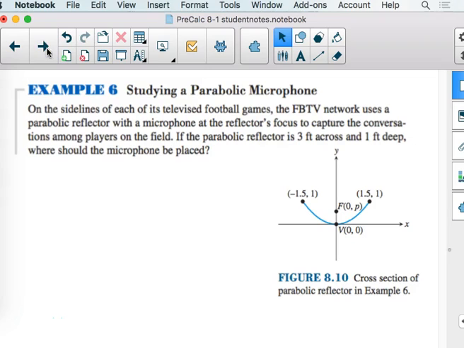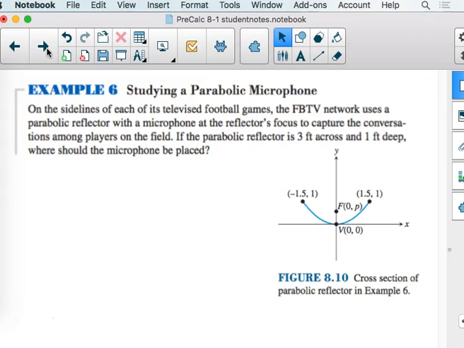So, all that scariness for a problem that's going to take us all of maybe 3-4 minutes. You know, it's just one of those things. So on the sidelines of each of its televised football games, the FPTV network uses a parabolic reflector with a microphone at the reflector's focus to capture the conversations among players on the field. Some of those are conversations you really don't want to hear. If the parabolic reflector is 3 feet across and 1 foot deep, where should the microphone be placed?